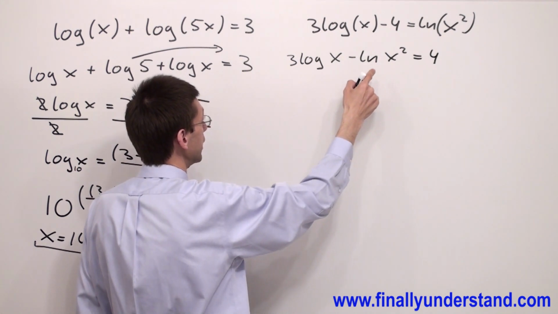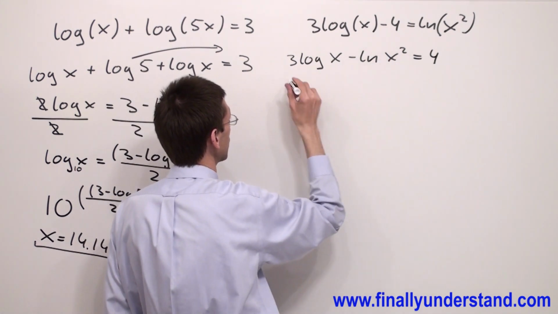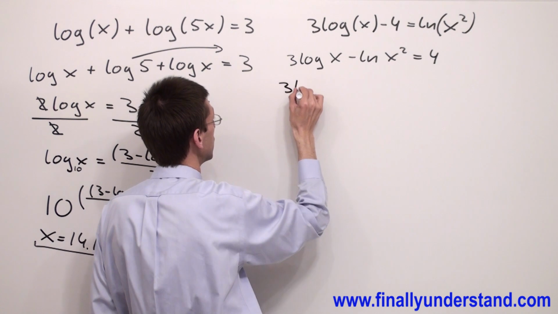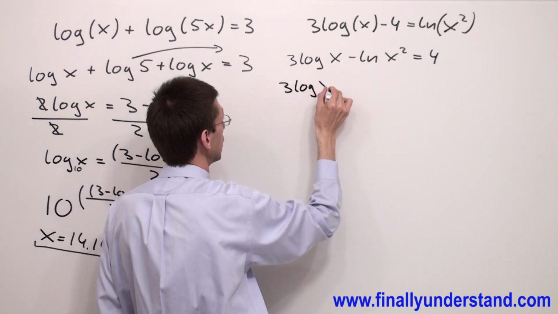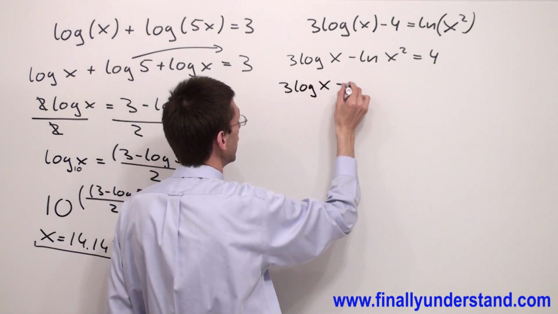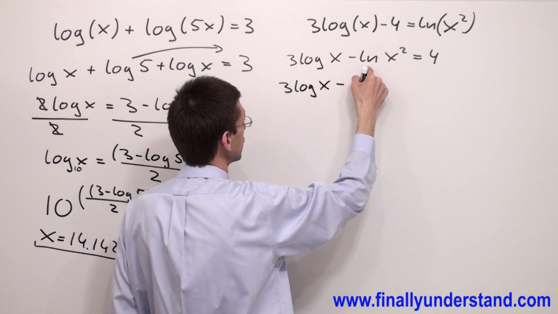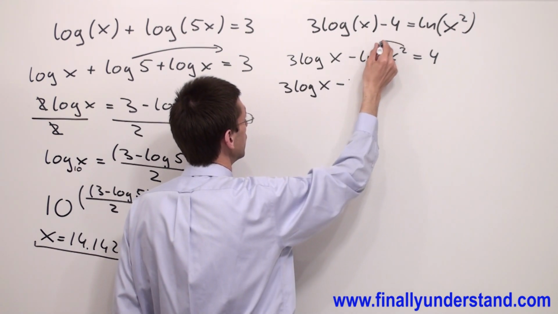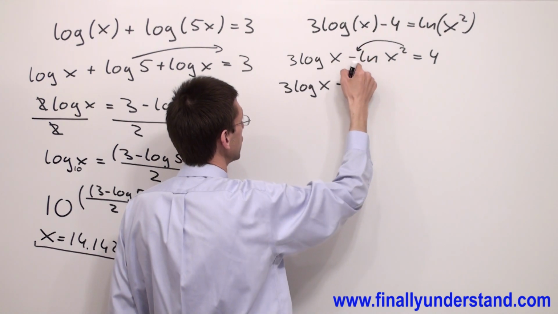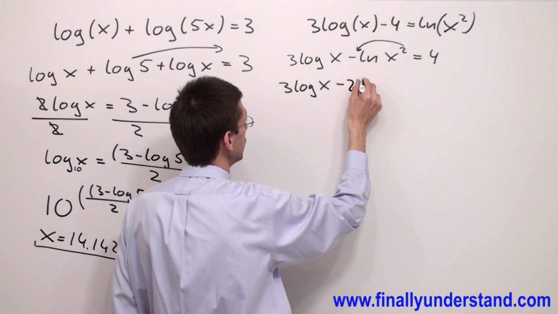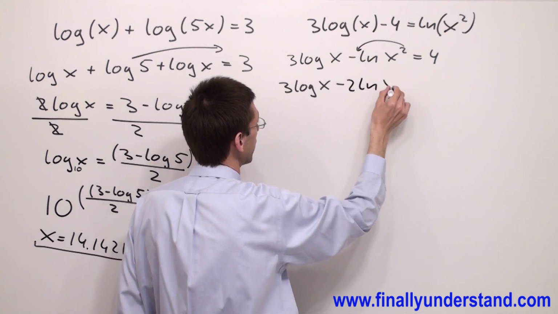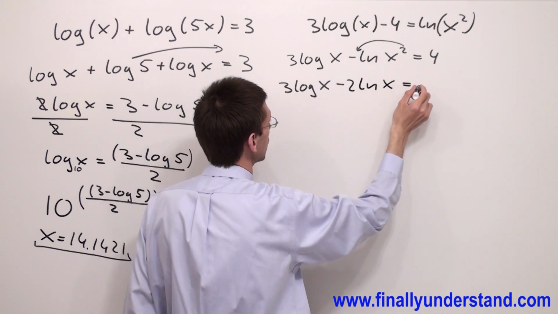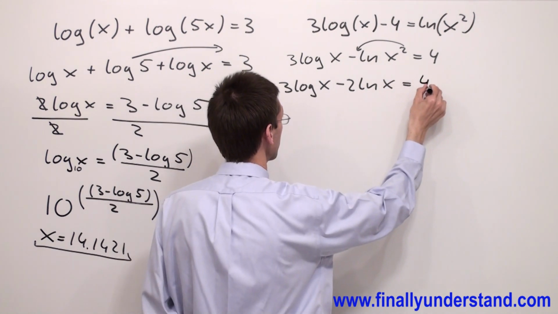I'm going to eliminate this exponent first. I'm going to copy down 3 log of x minus, and I'm going to use the property for the log of a power. I'm going to simply move this exponent to being a coefficient. I have 2 ln x is equal to 4.